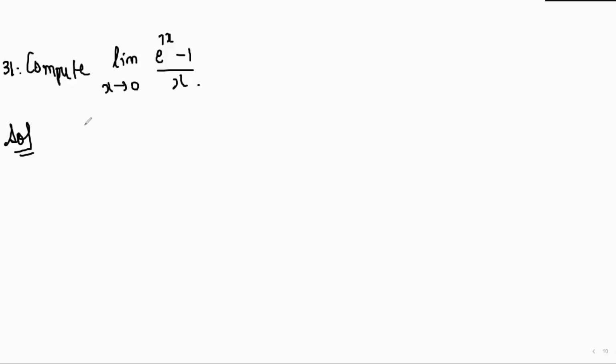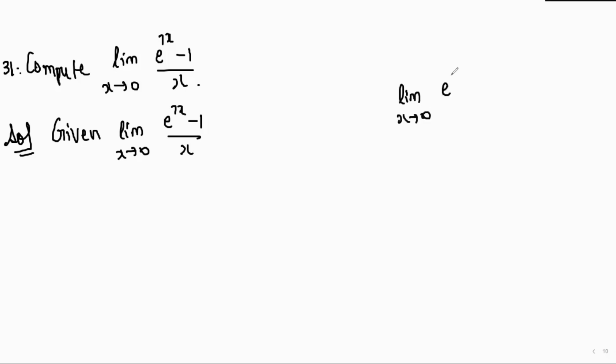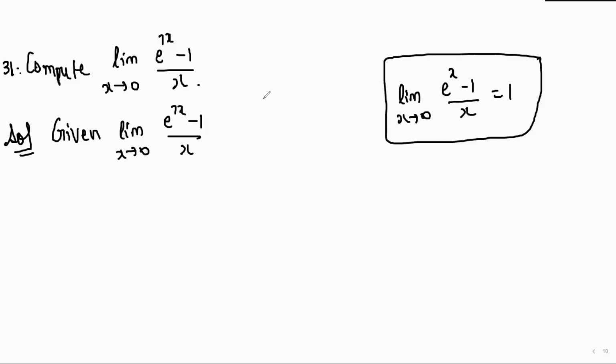Take the next question. Compute limit x tends to 0 e power 7x minus 1 by x. So first we will write the given limit. Limit x tends to 0, e power 7x minus 1 by x. Now we will be using a standard limit over here. Limit x tends to 0, e power x minus 1 by x is equal to 1. But in the question, in the numerator, e power 7x is given. So in the denominator also you should have 7x.